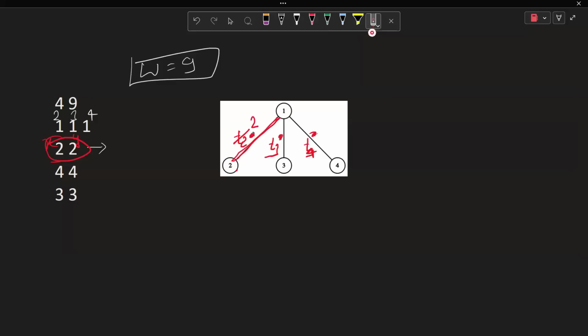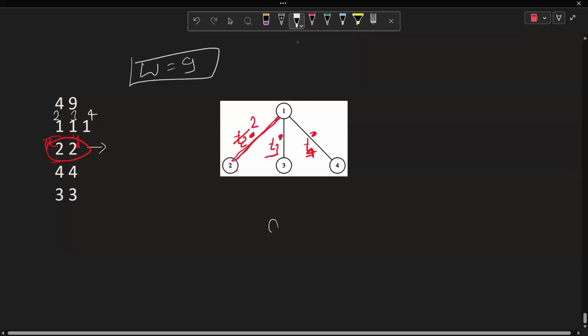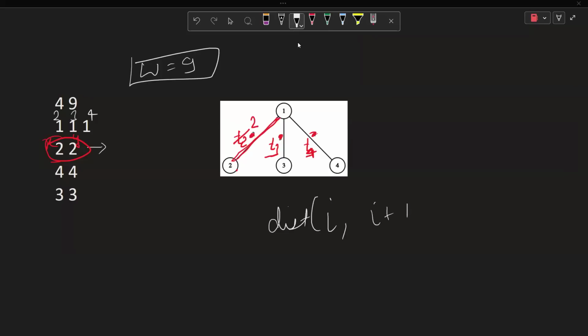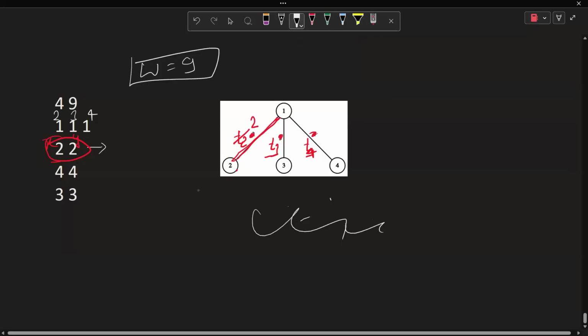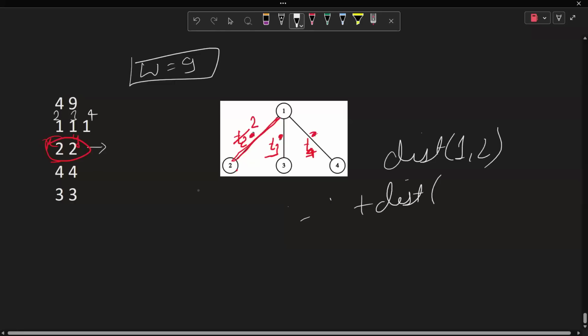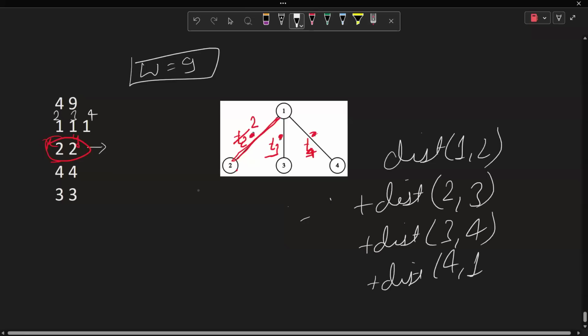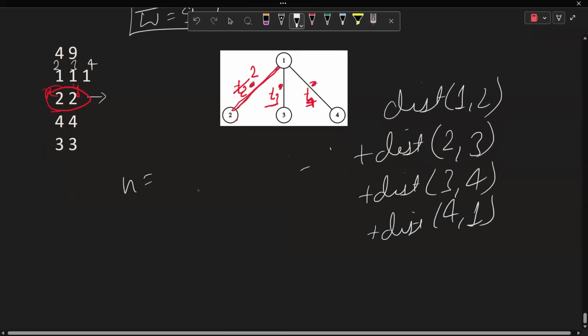With these values, you need to find the maximum value of the sum of distance of I comma I plus 1. Mathematically, that means you need to find the distance of 1, 2 plus distance of 2, 3 plus distance of 3, 4 plus distance of 4, 1. So for n equal to 4, if you have 4 nodes, you find the distance from 1 to 2, 2 to 3, 3 to 4, and 4 back to 1.